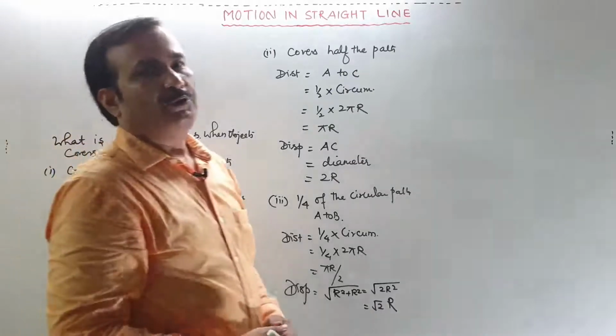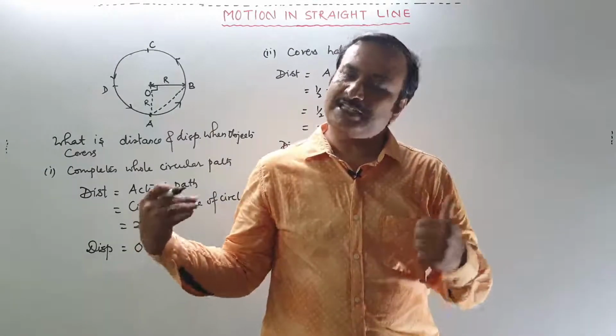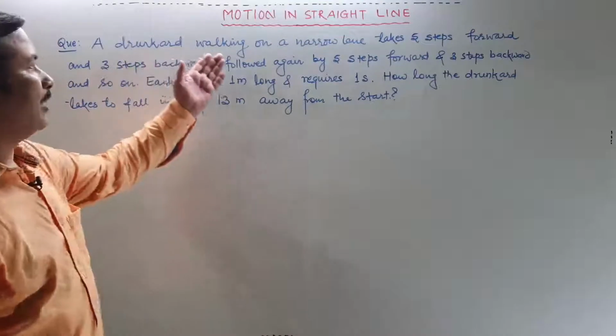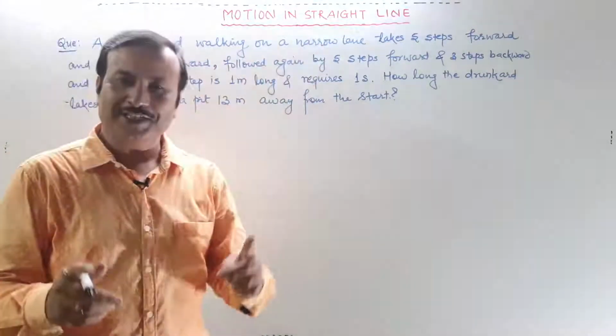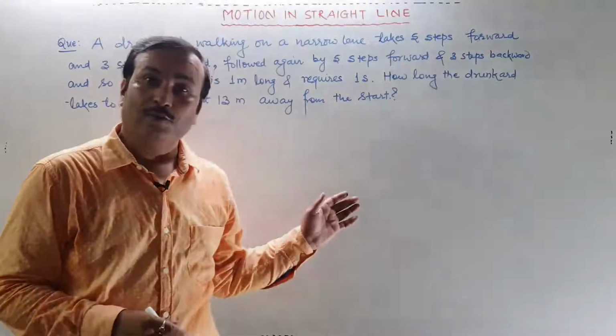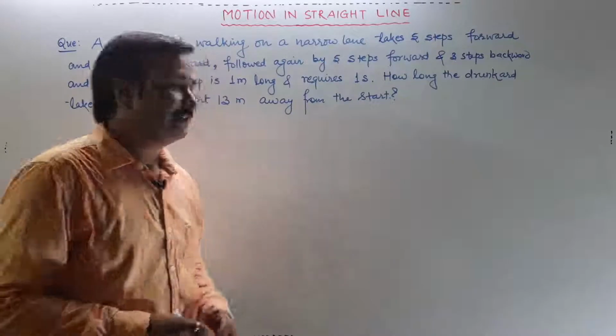One more question I want to take, a very interesting question in the distance and displacement concept. Let's see. A drunkard walking on a narrow lane. Caution is, don't try it at home and don't try to see what actually happens to the drunkard.